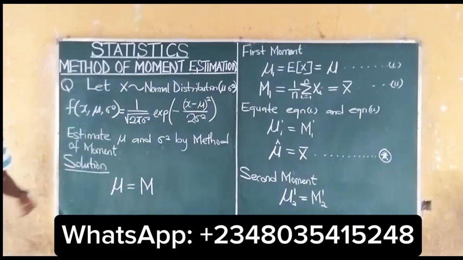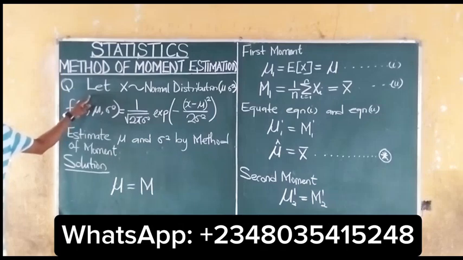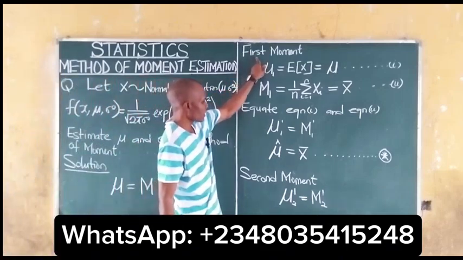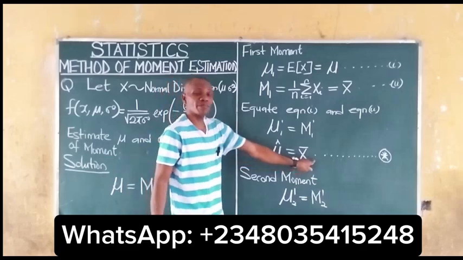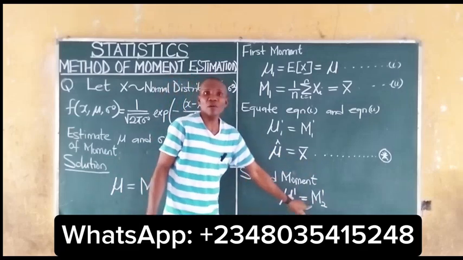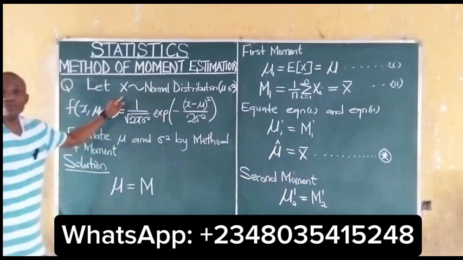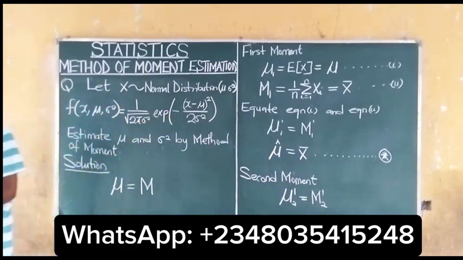Now, what do we do? We'll move over to this side of the board to look for the second moment. We've succeeded in looking for the first moment and we got our mu to be x bar. Now we have to look for the second moment. We move over to this side of the board to do that.